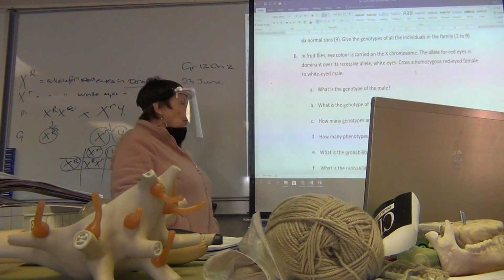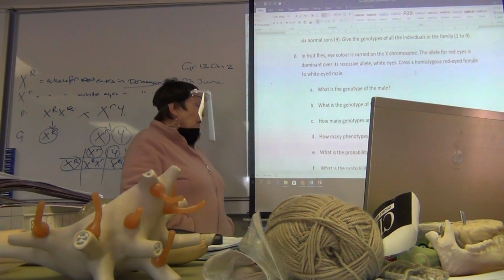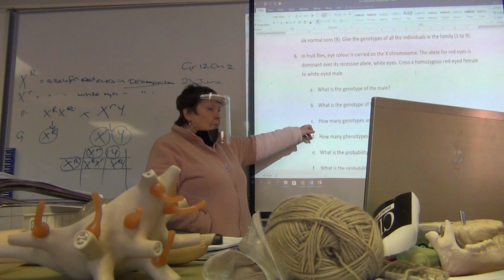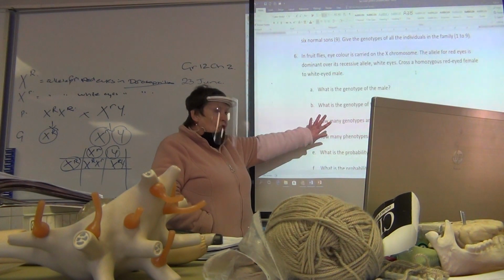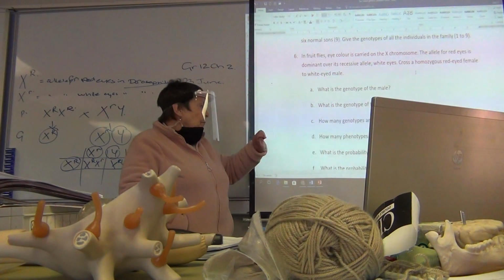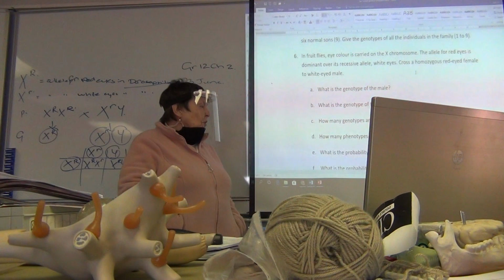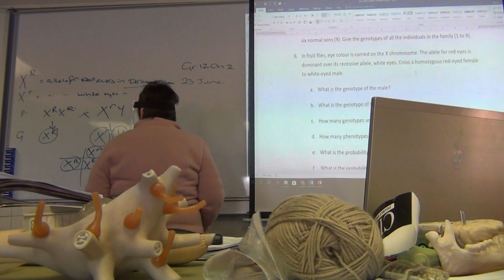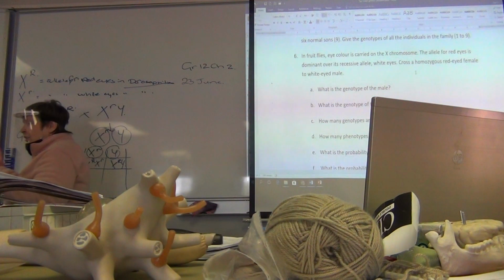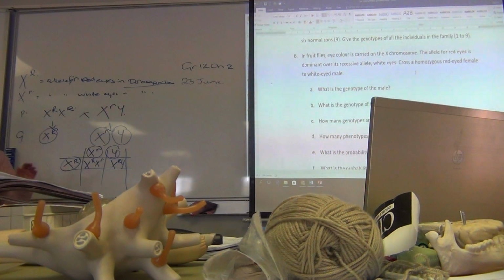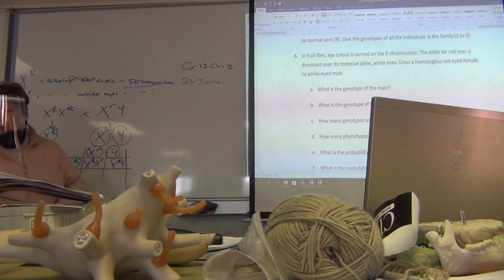How many genotypes are possible in the offspring? 2. It doesn't ask you what they are, so you just say 2. That's all they asked you. 2 different genotypes. How many phenotypes are possible in the offspring? Because this is sex-linked, you need to say 2, because it would be female red-eyed and male red-eyed. Even though the eye color is exactly the same, male and female are an issue here. You need to say both of those.